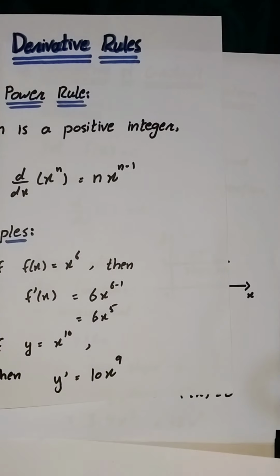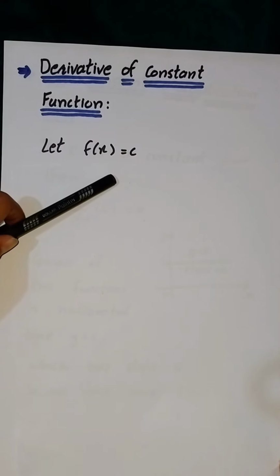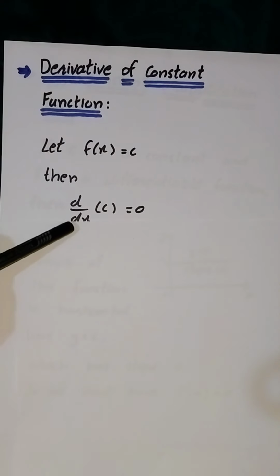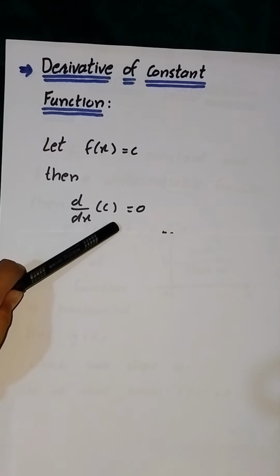Now, if we have a constant function, then how can we find the derivative of that function? Let f of x is equals to c, which is a constant. Then the derivative of that function with respect to x is equals to 0.